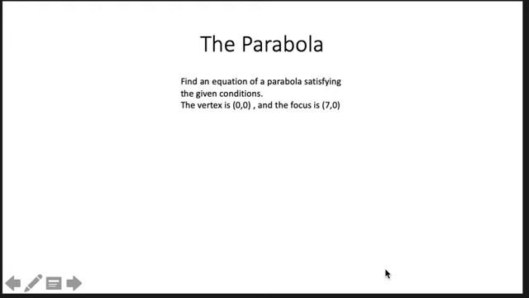So now I'm going to give you some information and ask you for the equation. Find an equation of a parabola satisfying the given conditions. The vertex is 0, 0, and the focus is 7, 0. Since the vertex is 0, 0, and I know the focus is 7, 0, that's telling me that the parabola has to open to the right. Think about it. The focus is moved along the x-axis to 7, 0. So that's to the right of the vertex, which means it has to be opening to the right.